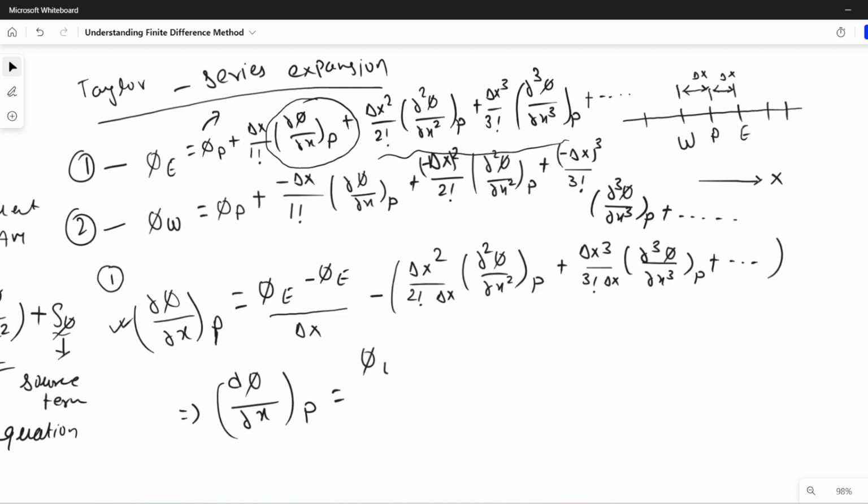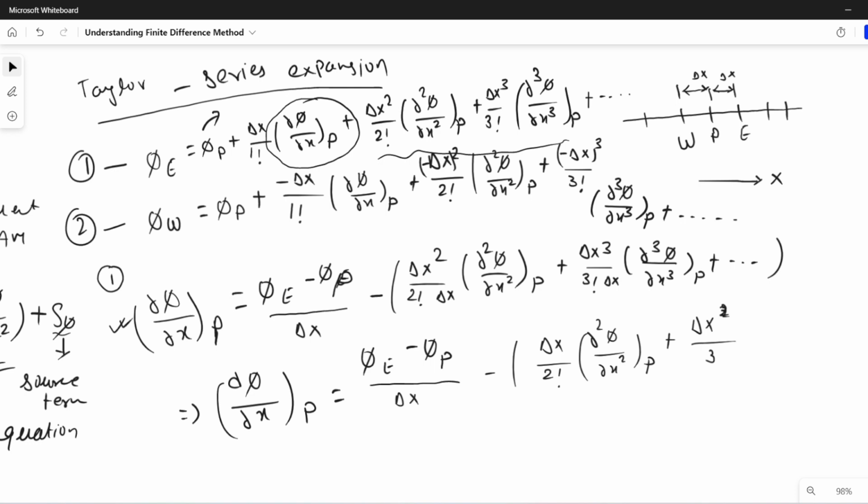Now what we will get is that ∂φ/∂x at point P will be equal to (φE minus φP) divided by Δx, minus Δx divided by 2 factorial times ∂²φ/∂x² at point P, plus Δx squared divided by 3 factorial and other terms.